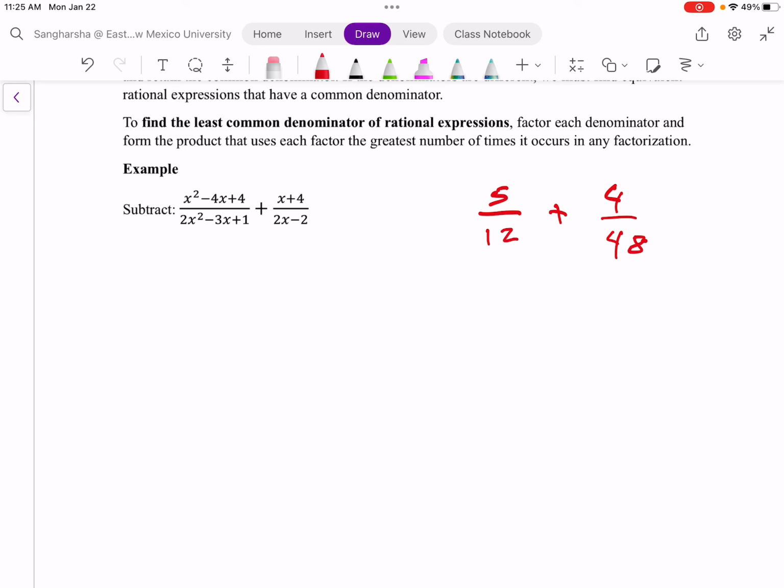Okay, now let's see. For this one, 48 is correct, okay? But if you want to find the common factor, we take each denominator. So we have these two denominators, and we express each denominator as prime factors. Now how do we find the prime factors of 12?